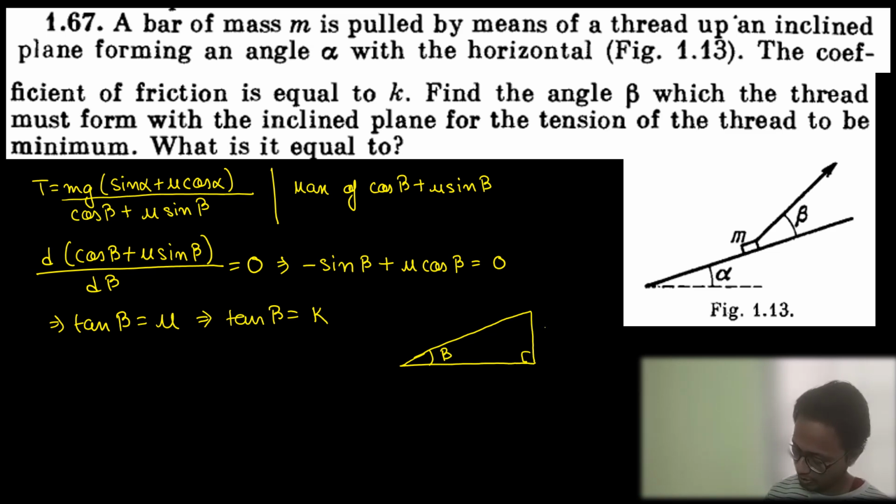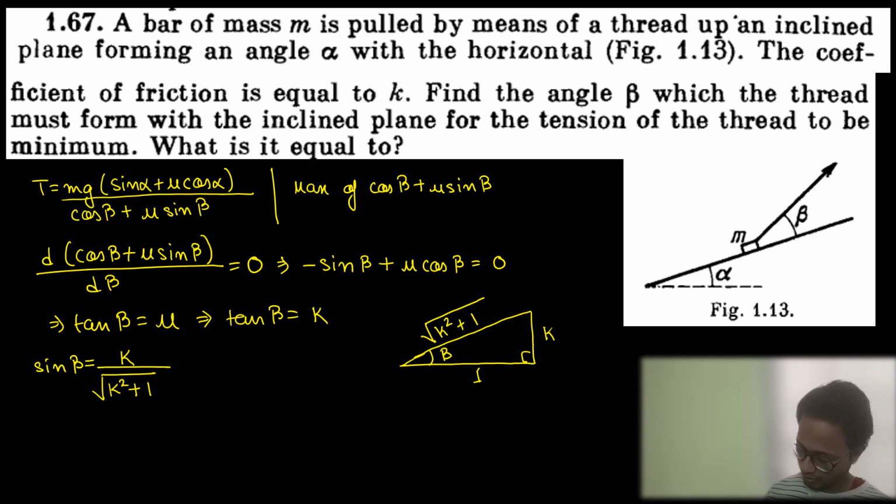That means perpendicular by base is equal to k. What is the hypotenuse? Hypotenuse is nothing but under root of k square plus 1 square. I just drew a right angle triangle with angle beta. If tan beta is equal to k, perpendicular by base is equal to k, or perpendicular by 1 is equal to tan beta. So from this triangle, the value of sine beta is equal to k by under root of k square plus 1.